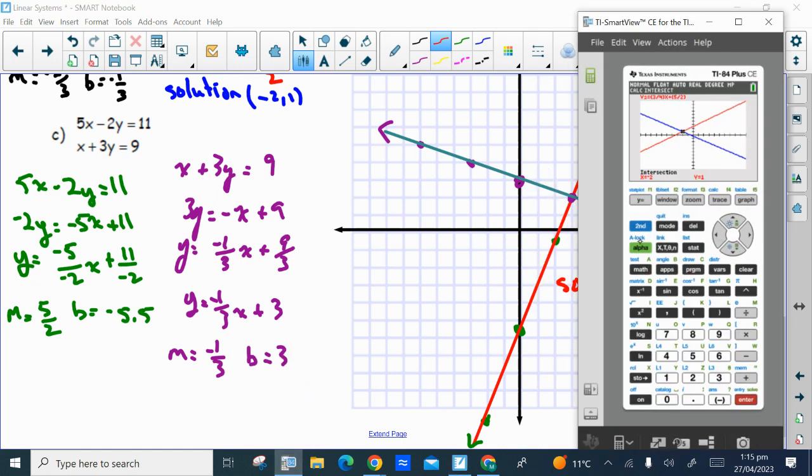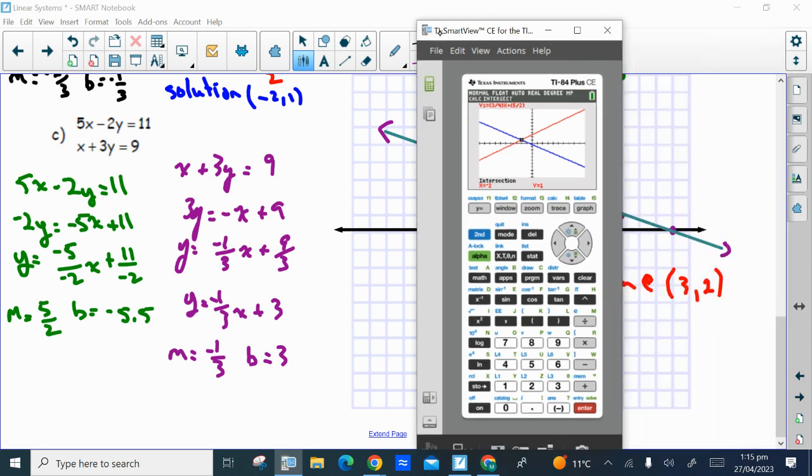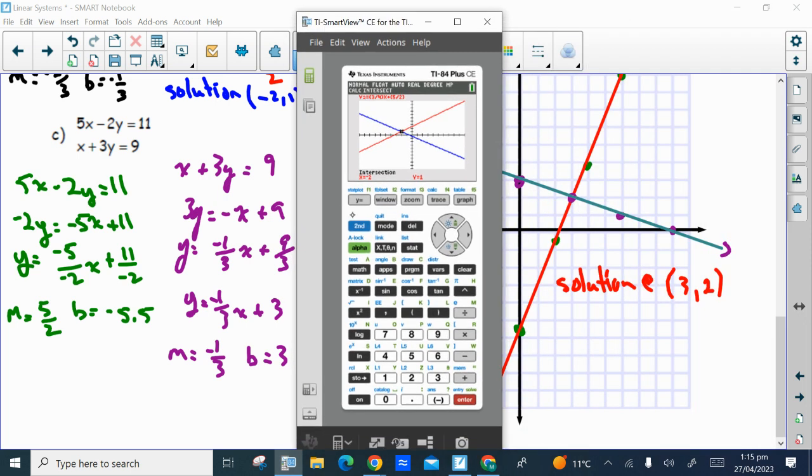And we can check that by using the calculator and putting the equations that we worked out in slope-intercept form. The first one, y equals 5 over 2, which is exactly 2.5, so we can use that if we want, x minus, because 11 over negative 2 is a negative, 5.5. Again, 11 over 2 is exactly 5.5, so we can use a decimal.